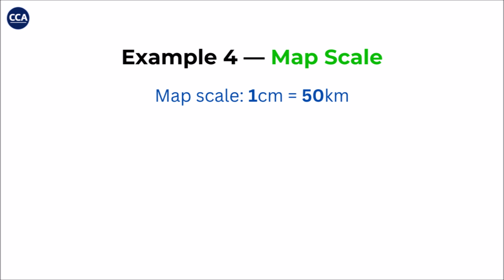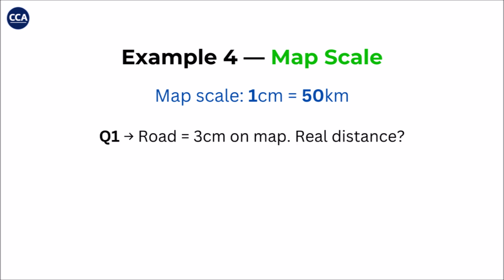Let's apply this to a real-life situation, map reading. A map has a scale of 1 centimeter to 50 kilometers. Question 1. A road on the map measures 3 centimeters. How long is it in real life? The ratio is 1 to 50. Multiply both by 3. 1 times 3 equals 3. And 50 times 3 equals 150. The road is 150 kilometers long in real life.